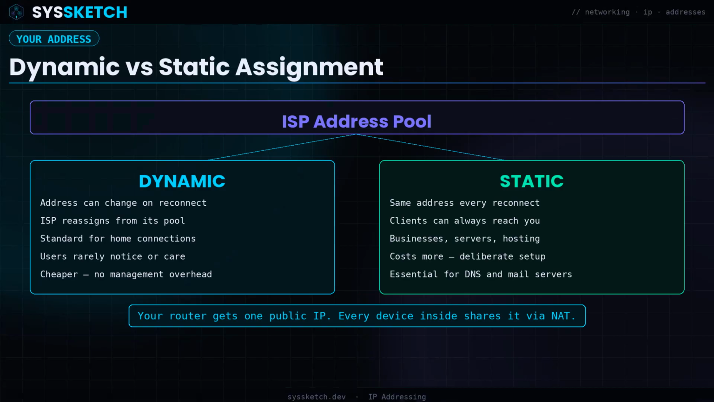There are 2 ways an ISP can assign that address, dynamic or static. Dynamic means the address can change. Every time your router reconnects, or periodically by the ISP's own scheduling system, you may receive a different IP address drawn from the pool the ISP manages. This is the most common arrangement for home internet connections, and most users never notice or care. Static means the address stays the same every time.